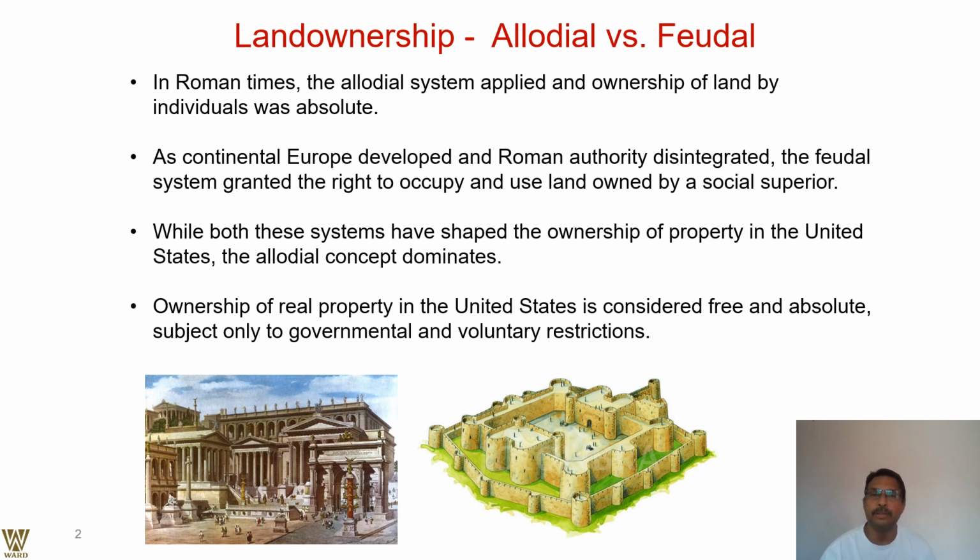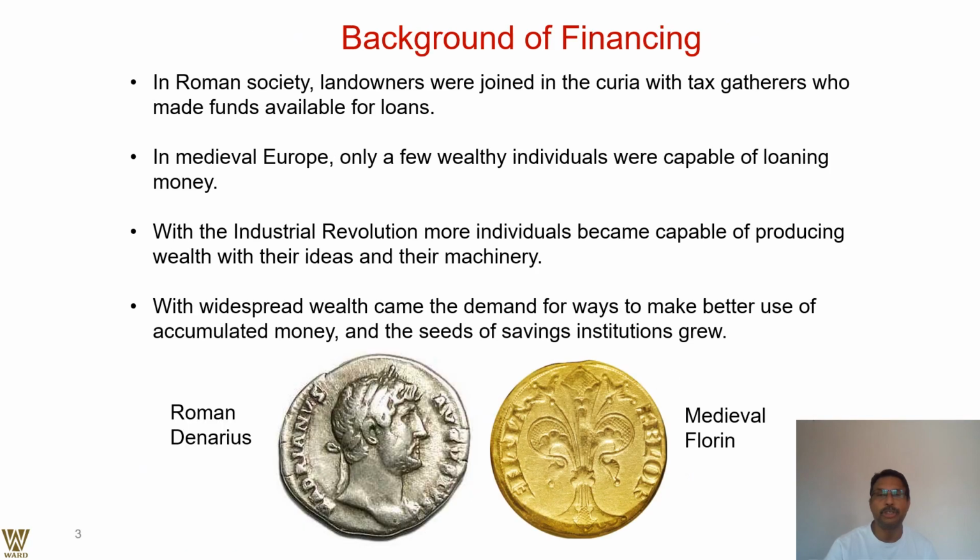In Roman times, the allodial system applied. The ownership of land was by an individual and absolute. In fact, it was his kingdom per se. As continental Europe developed, Roman authority disintegrated. The feudal system granted the right to occupy and use the land owned by a social superior. While both these systems have shaped the ownership of property in the United States, the allodial concept dominates in the US. Ownership of real property in the US is considered free and absolute, subject only to government and voluntary restrictions.